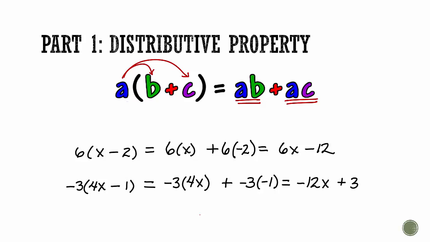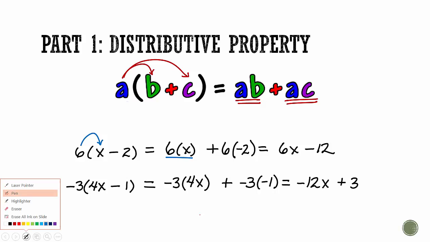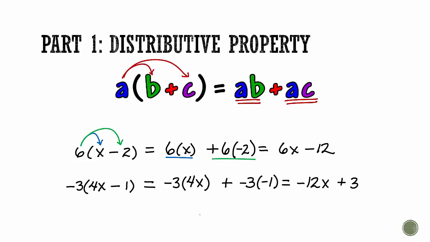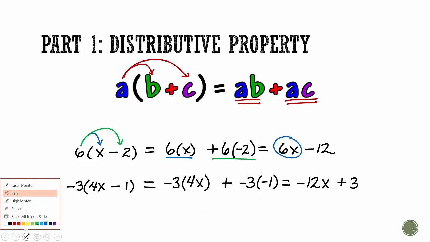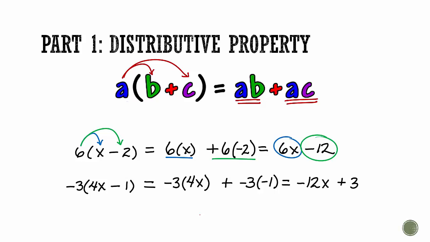We kind of skipped this step, but technically what we were doing is when we drew this arrow, we were saying we got to multiply 6 times x, and then our next arrow, we got to multiply 6 times negative 2. And then you end up simplifying it if you can. So 6 times x, you can't simplify. You just get 6x. But then 6 times a negative 2, you end up with negative 12. And again, if you could, you would simplify that, but we can't, so we're done.